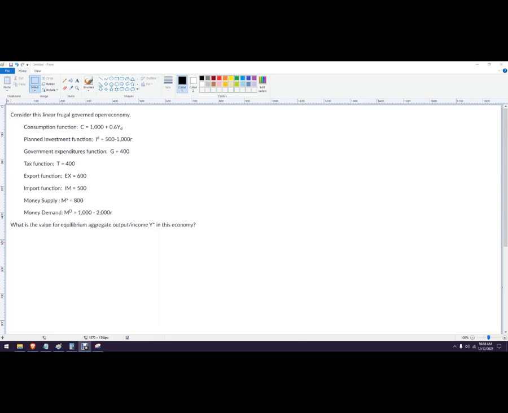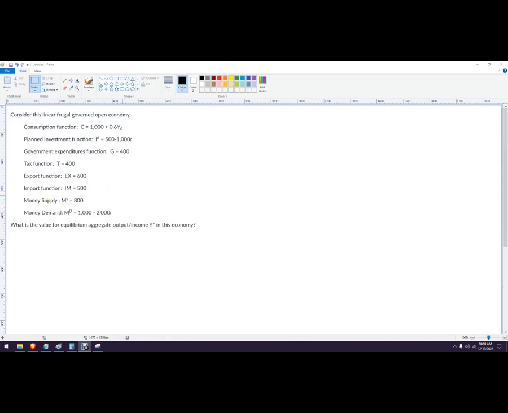In this problem, we're going to solve for aggregate expenditure, aggregate output, or income. It's all called the same thing. Sometimes it's just called Y star. We're basically solving for what this economy is going to produce given this little mathematical model.